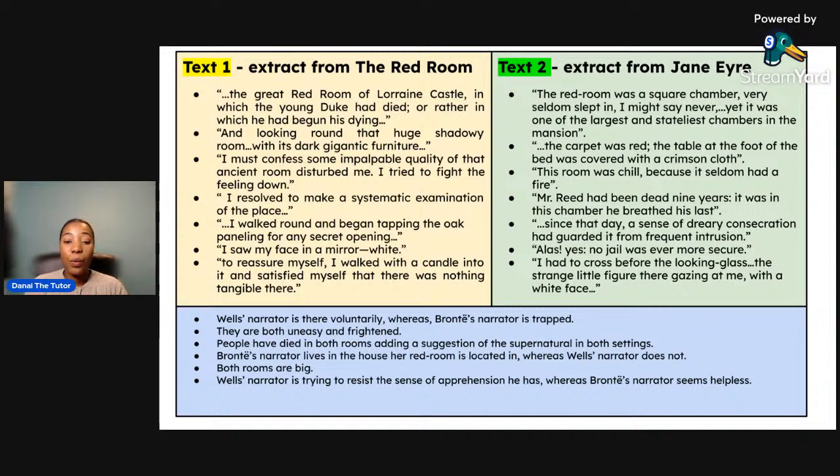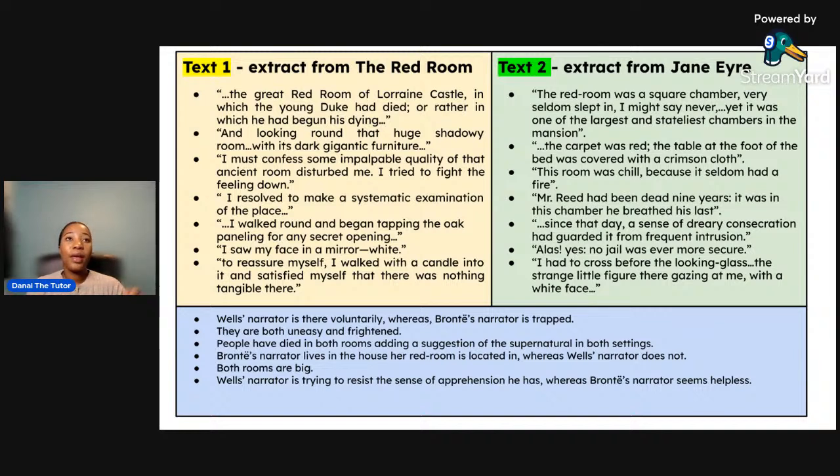So once you have looked at the similarities and differences, you then have the points that you have for your paragraphs. The points that you make in each paragraph should either be a point about a similarity across both texts or a point about a difference across both texts. Higher level responses are going to integrate their comparisons.